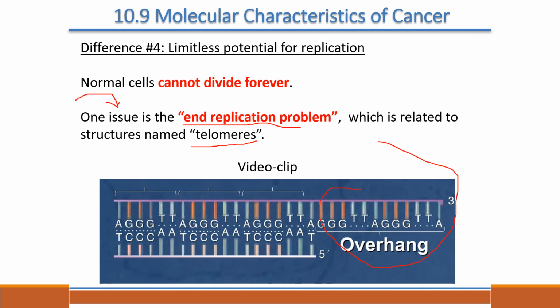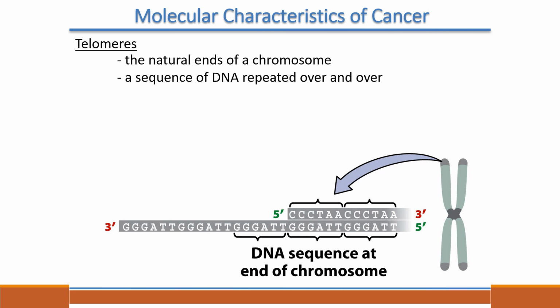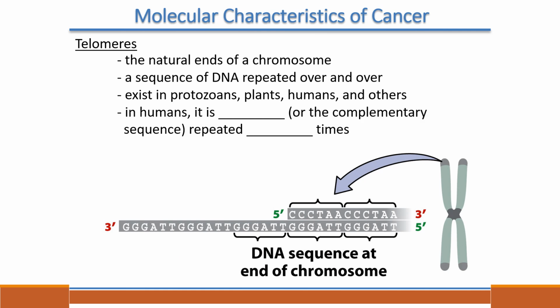The idea is that the telomeres will start getting smaller and smaller, and there will be a point where you will start losing part of the genes. This is why normal cells replicate, but avoid having many replications. There is a limit number of replications per cell. Remember, telomeres are the natural end of the chromosomes. They have a sequence of DNA that repeats over and over. They exist in different organisms like protozoa, plants, humans, and others.